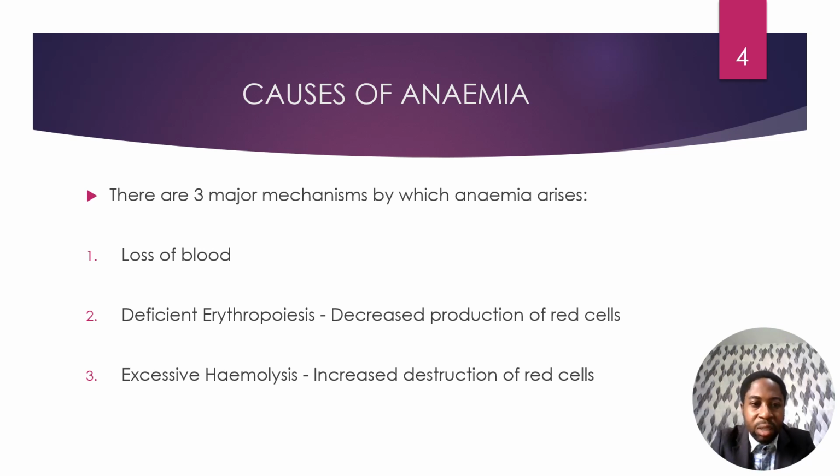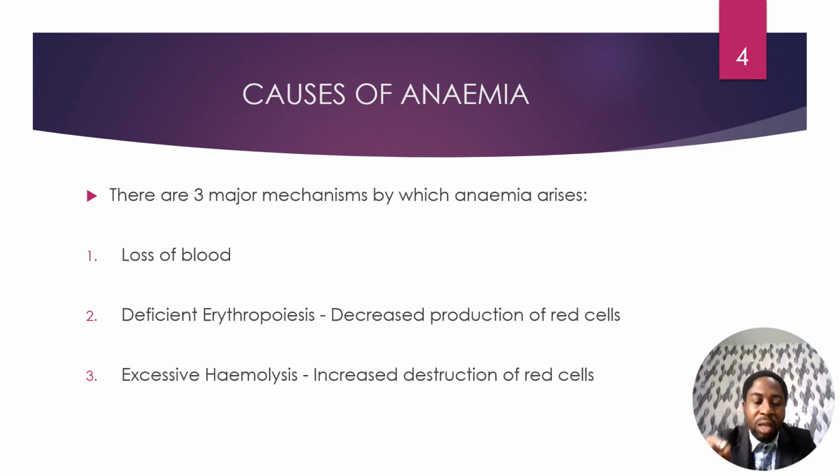The second major mechanism of anemia is deficient erythropoiesis. Erythropoiesis is the process by which red blood cells are formed in the bone marrow. So any factor or the micronutrients which are required for the formation of red blood cells, when absent, can result in impairment in the production of red blood cells. Also, infection or cancer affecting the bone marrow can also result in a decrease in the production of red blood cells.